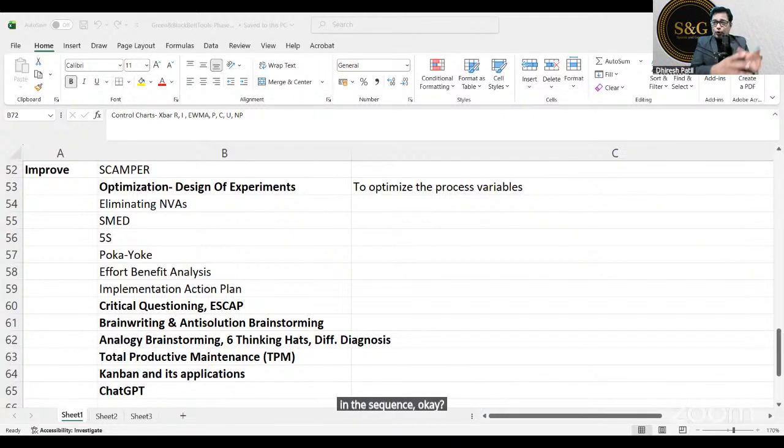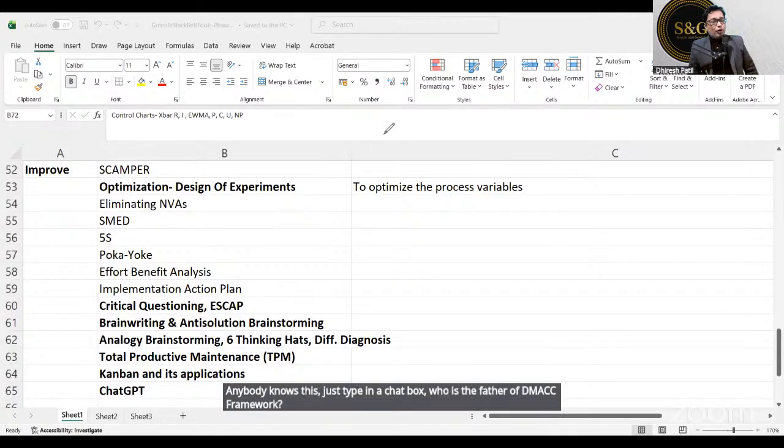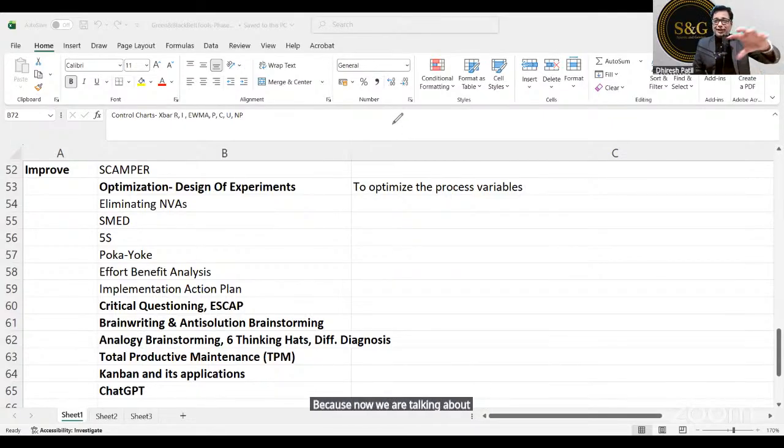Who is the father of this DMAIC framework, by the way? Anybody knows this? Just type in the chat box. Who is the father of DMAIC framework? Just because now we are talking about the DMAIC framework and the tools. Who is the father of this? Type in the chat box.